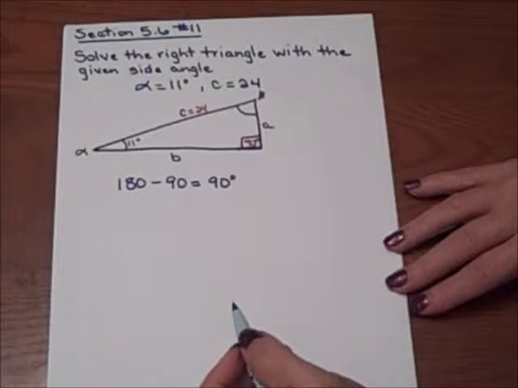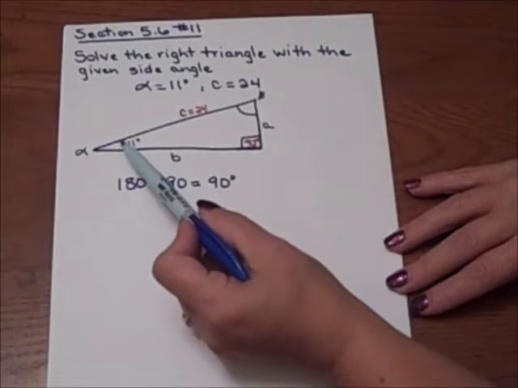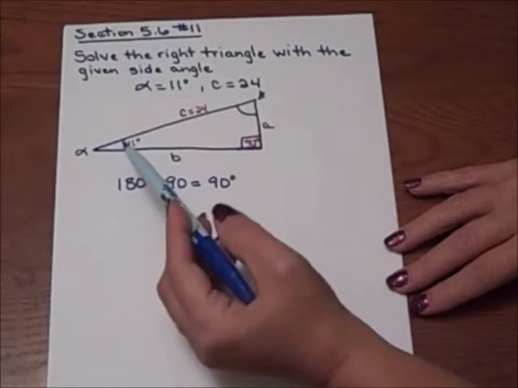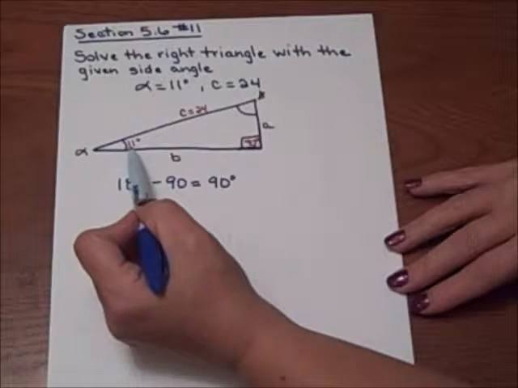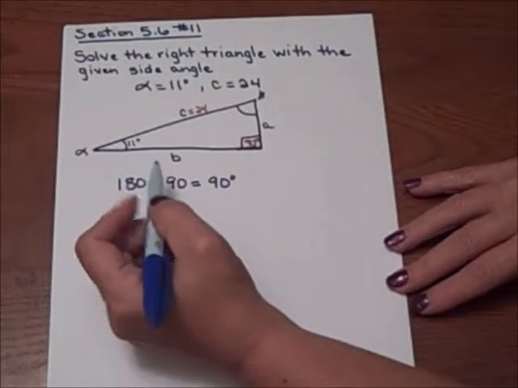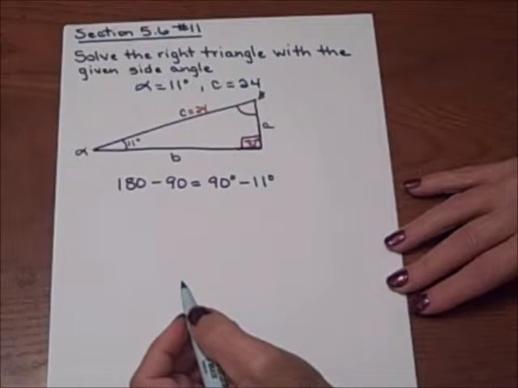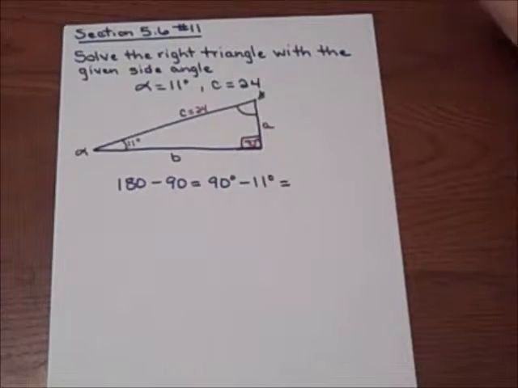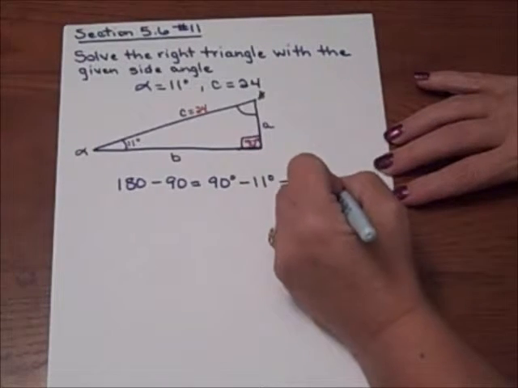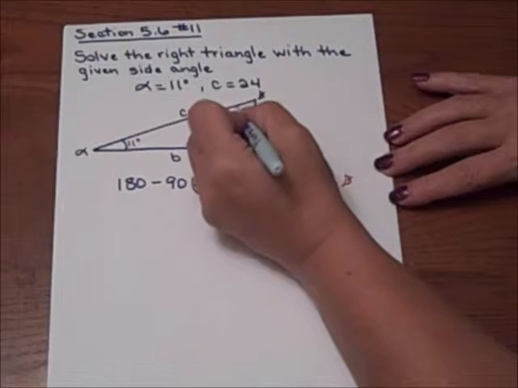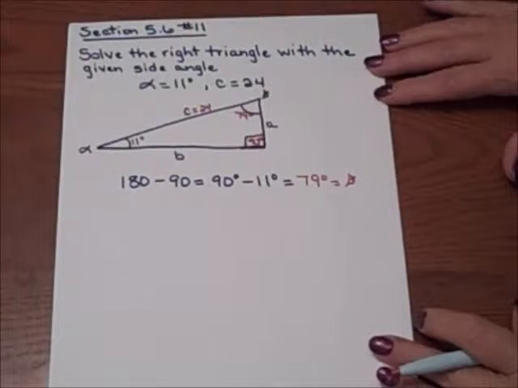Now, the next thing we know is that if one angle equals 90 degrees, then the sum of the only two angles left must equal 90 degrees. Therefore, if we know one of the other angles, which in this case we do know that alpha is 11 degrees, then we can simply subtract 11 from 90, and now we know that beta angle is 79 degrees. Let's go ahead and plug that into our visual, our triangle.